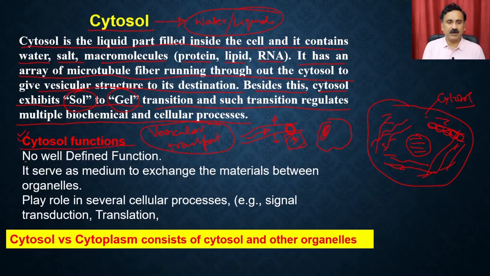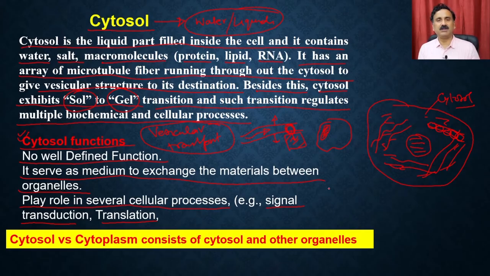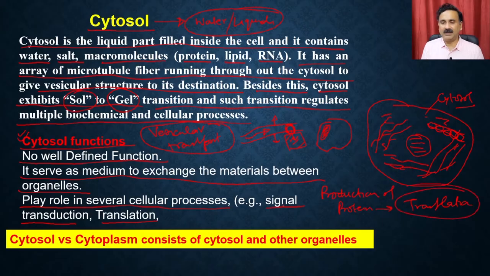So apart from these functions, the cytosol has many other functions. It serves as a medium to exchange material between the different organelles. It plays a role in various processes, such as signal transduction and translation. So the cytosol has cellular machinery which is responsible for translation, and translation means the production of proteins, right? So the production of protein is called translation, and that is happening within the cytosol.